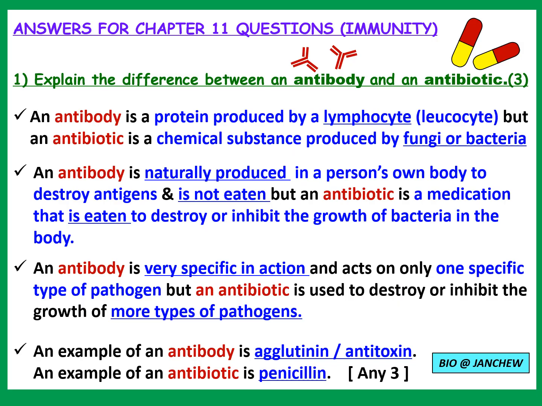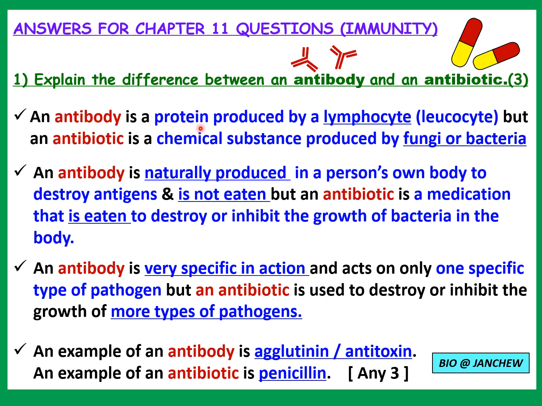Let us discuss the answers for the Chapter 11 questions on immunity. Firstly, number 1, explain the difference between an antibody and an antibiotic. So an antibody is shown here, the antibody molecule, which is Y-shaped. Antibiotic, like the colorful antibiotics given by the doctor.